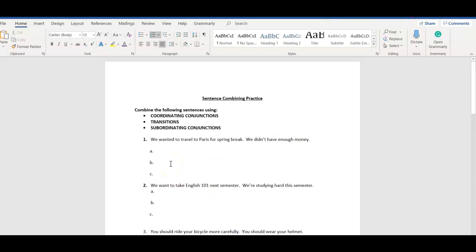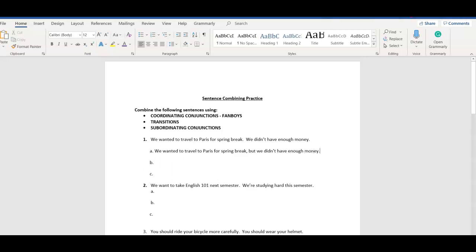Okay, one thing that we can do with our chart is we can practice combining actual sentences. So we wanted to travel to Paris for spring break. We didn't have enough money. Okay, so one way that we could connect these sentences is just using a coordinating conjunction. That means a fan voice. Okay, so maybe you can already see that this is sort of a contrast. So we should say here, we wanted to travel to Paris for spring break, comma, but we didn't have enough money.